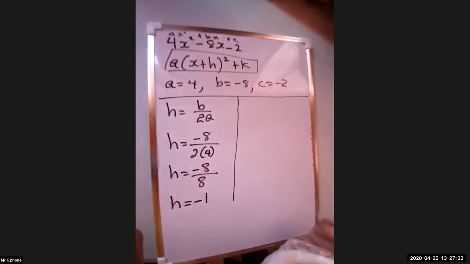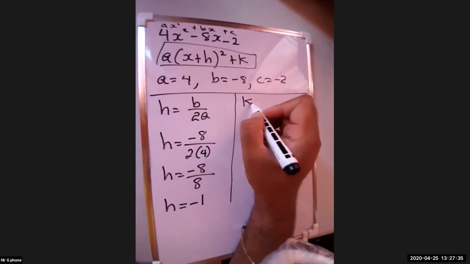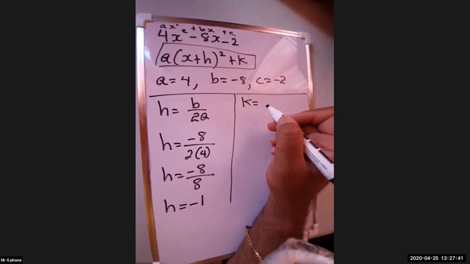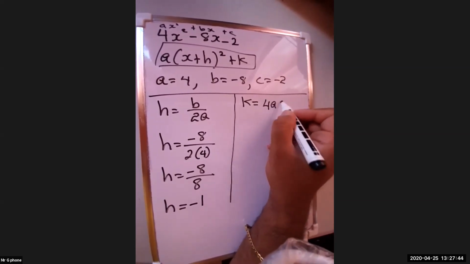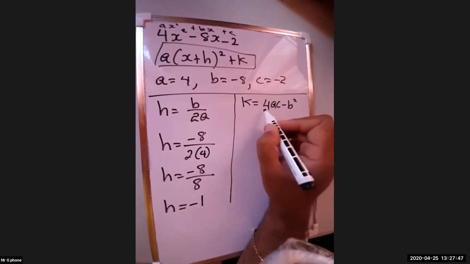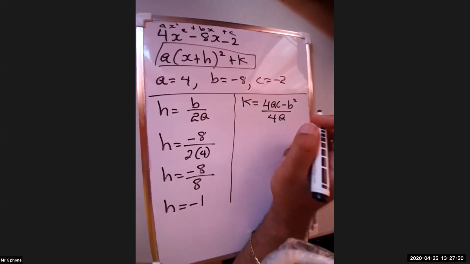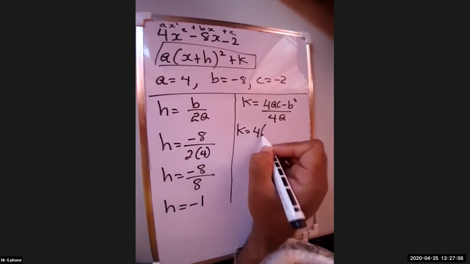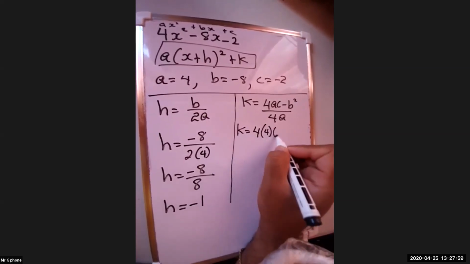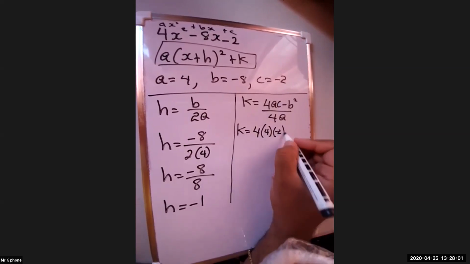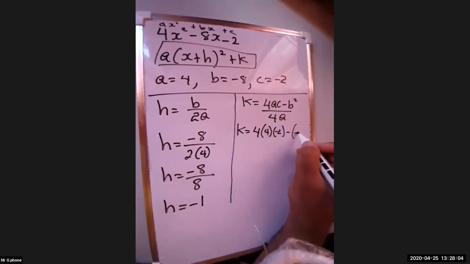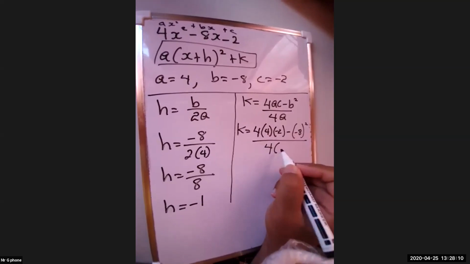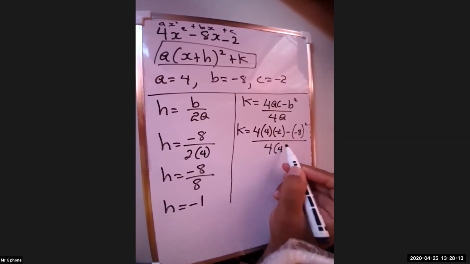Not asked, we are required to find k. So k is equal, anybody could tell me? How do we find k? 4ac minus b squared all over 4a. Thank you so much for all your help. That is so helpful. k is equal to 4, and the value of a is 4. The value of c is -2 minus b, which is -8, all squared, all over 4, and the value of a is 4.